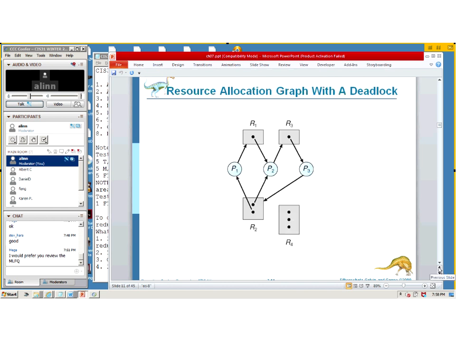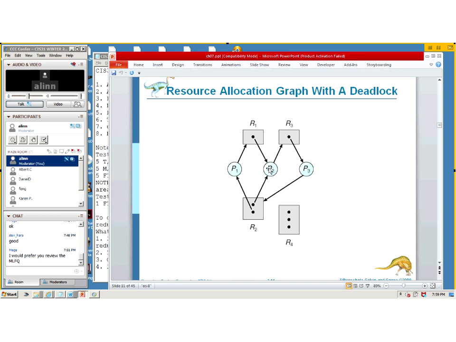Well, this might be a good way to look at it. I've got resources and I've got processes. The way to interpret it is I've got one resource of resource 1 type. I've got one of resource 3 type. I've got 2 of resource 2 type, and I've got 3 of resource 4 type. That's how you read this diagram.